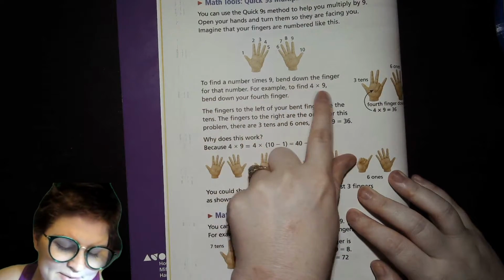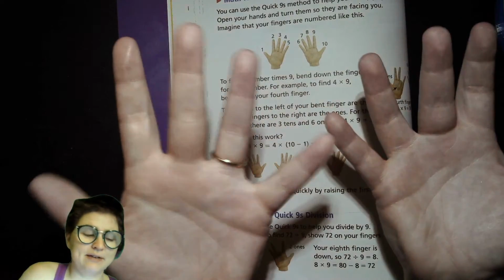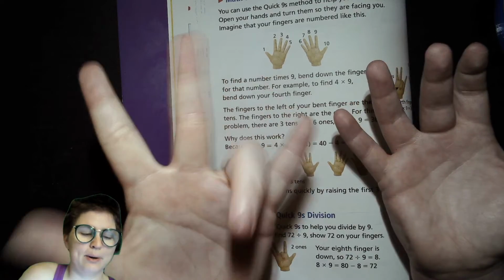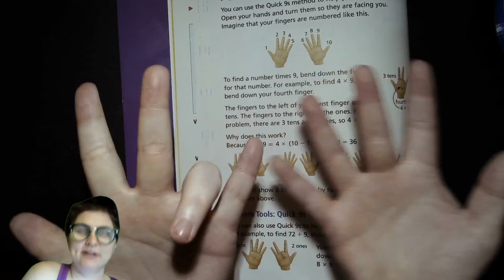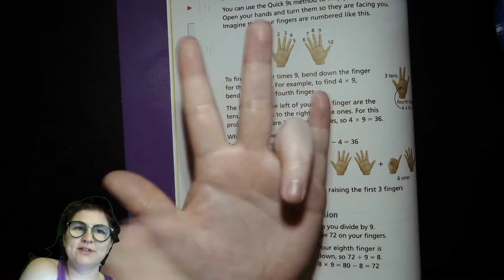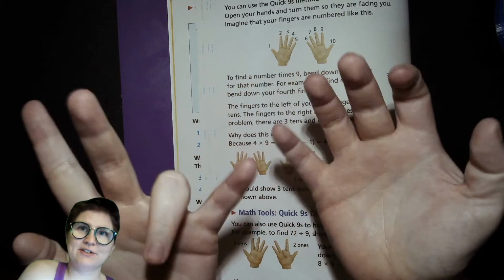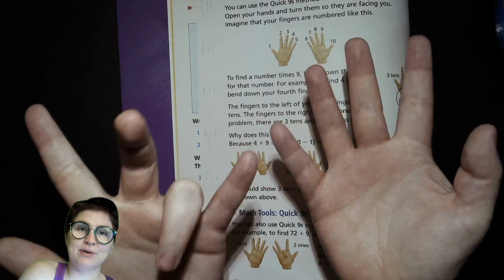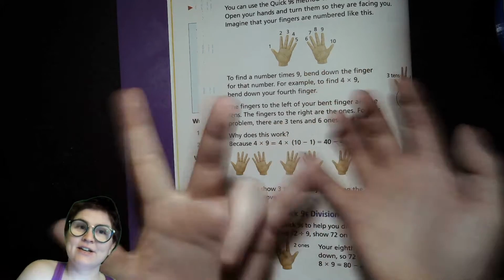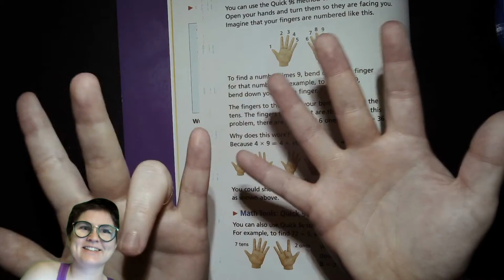For example, 4 times 9, bend down the fourth finger. So you count from the left. So 1, 2, 3, 4. Bend that one down. And then the number of fingers you have to the left of your down finger is your number of tens, 30. The number of fingers you have to the right of your down finger is your number of ones, 6. So 4 times 9 is 36.